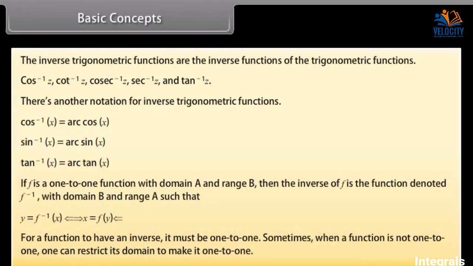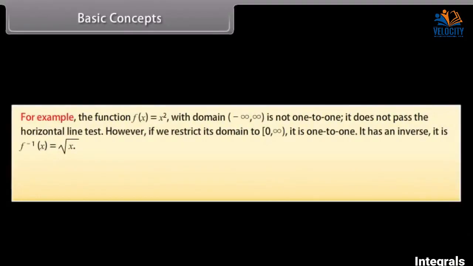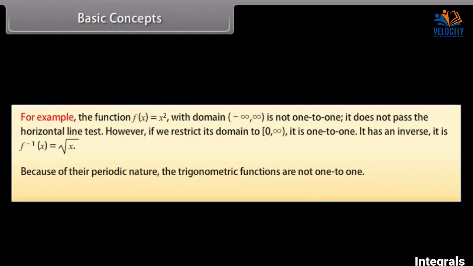Sometimes, when a function is not one-to-one, one can restrict its domain to make it one-to-one. For example, the function f of x is equal to x squared with domain negative infinity to infinity is not one-to-one. It does not pass the horizontal line test. However, if we restrict its domain to 0 to infinity, it is one-to-one. It has an inverse, f inverse of x equal to square root of x. Because of their periodic nature, the trigonometric functions are not one-to-one.